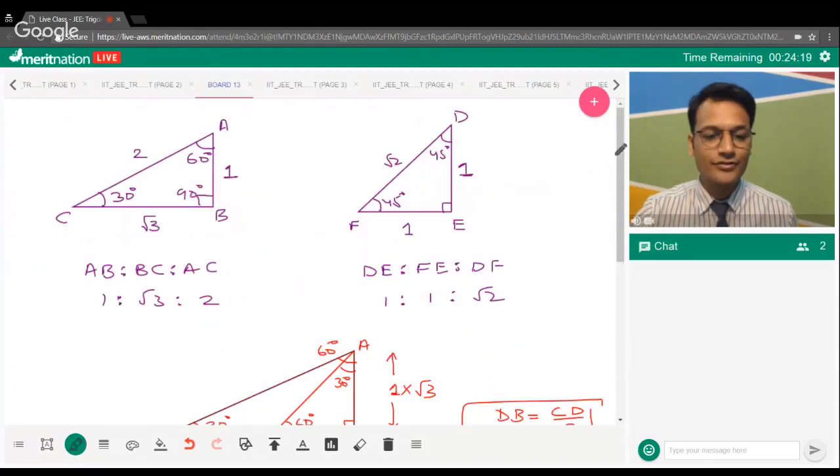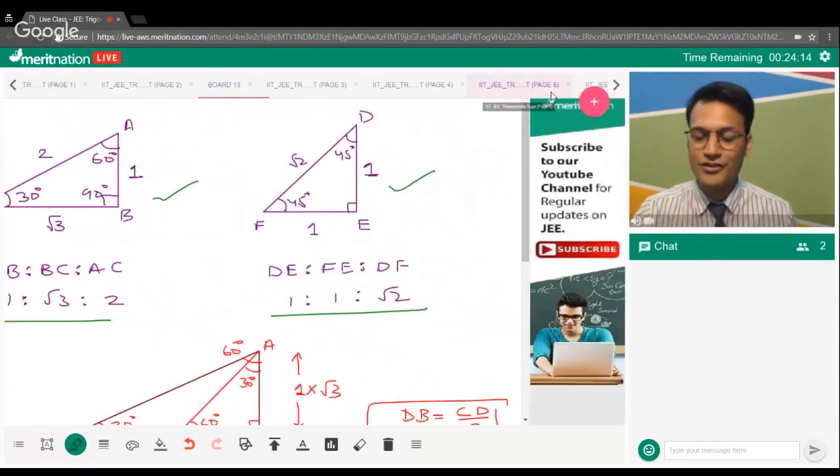These are the only two triangles which are possible, and you have a fixed ratio for these two triangles.